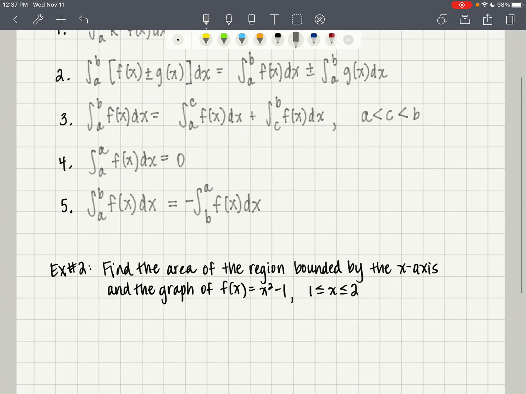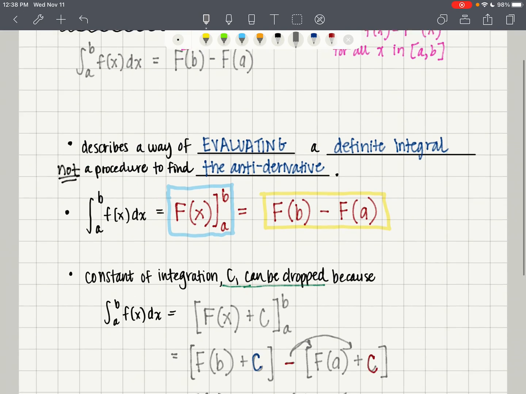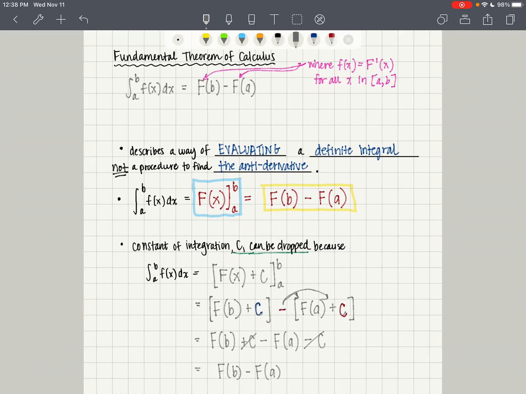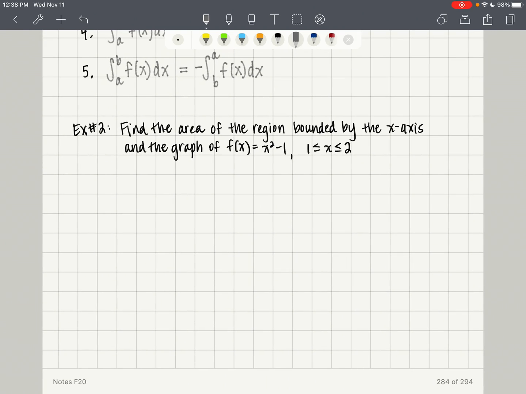So now that you know an application of the fundamental theorem of calculus, which describes a way of evaluating our definite integral, we can go into example number 2, where it asks us to find the area of the region bounded by the x-axis and the graph of f of x equals x squared minus 1, evaluated from x equals 1 to x equals 2. So it is very helpful to understand what these curves look like.